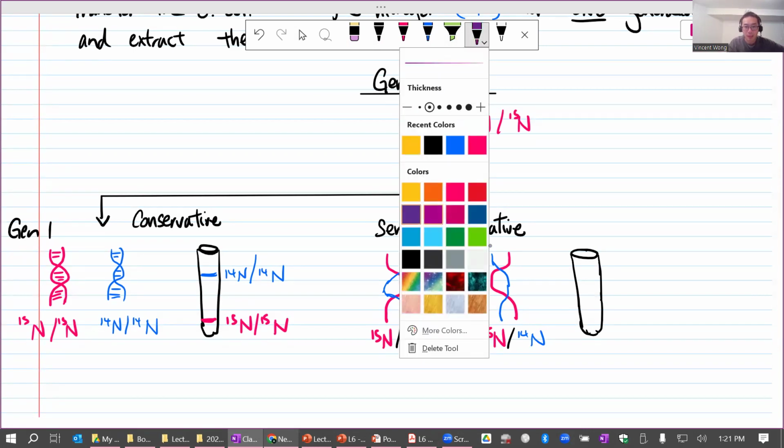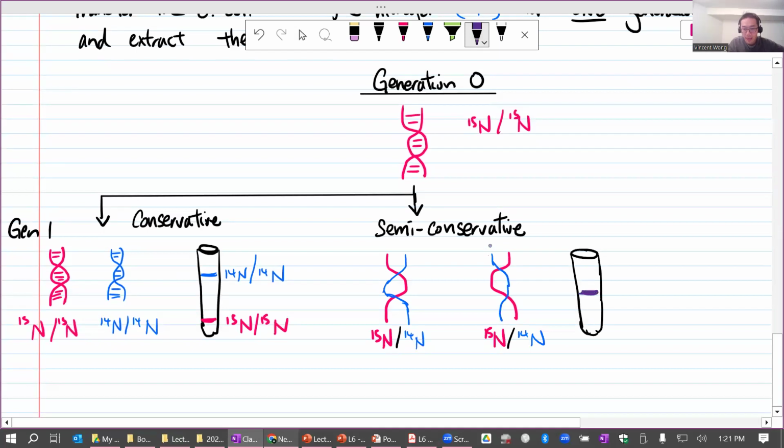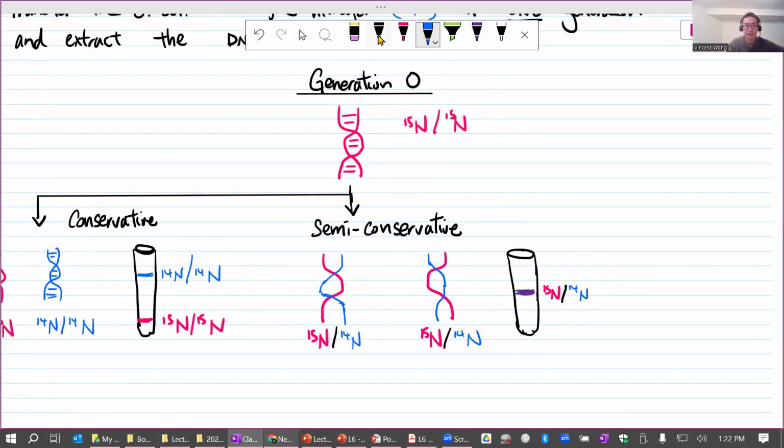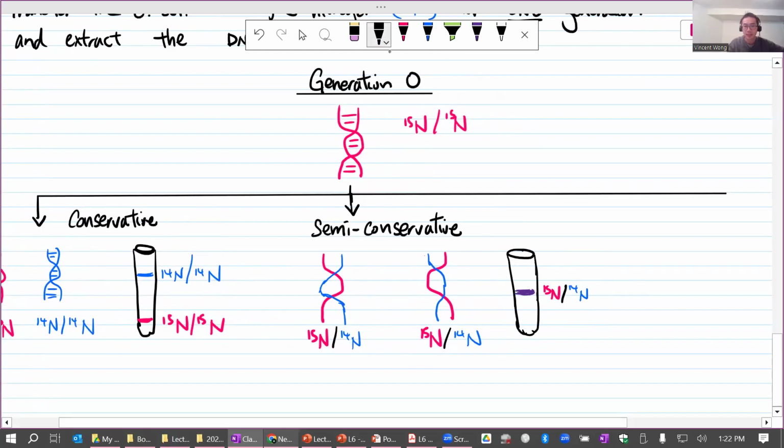I'm just gonna use purple here, right? You're gonna see a mixed band because look at the DNA. It's not as heavy as N15/N15, it's not as light as N14/N14. If anything, it's like 14.5, somewhere in between. And that's what you will get. You will get a band that is in the middle, and that band is a combination of 14 and 15. Does that make sense, Fatima? Yeah, I can understand now. Good.